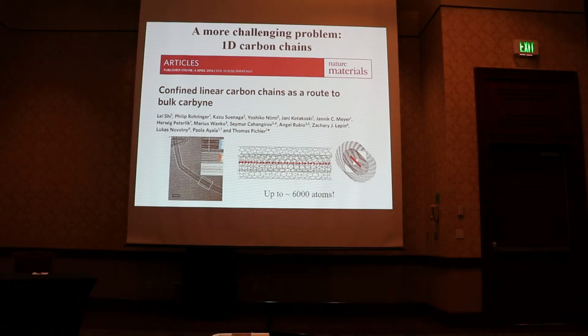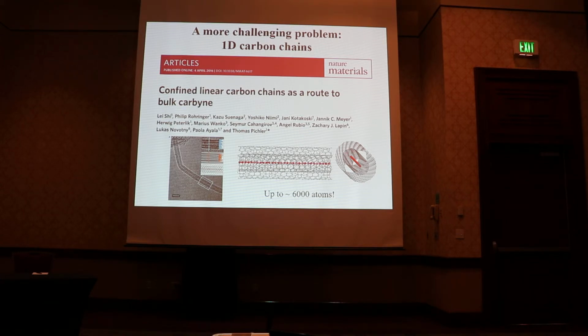So now we're going to look at a more realistic challenge for this method, and we were motivated to look at carbon chains because of this interesting report that appeared in Nature Materials a couple of years ago. They succeeded in synthesizing very long linear carbon chains, up to 6,000 atoms, protected inside double wall carbon nanotubes. And this is a picture. These are scanning tunneling pictures of the carbon nanotube, and you can see the chain in this picture.